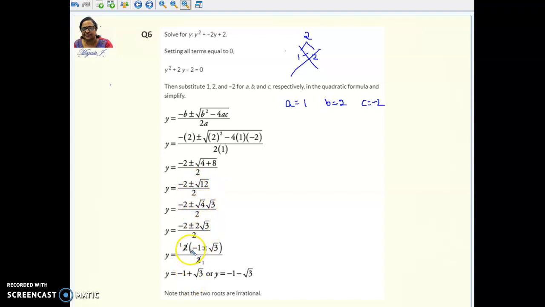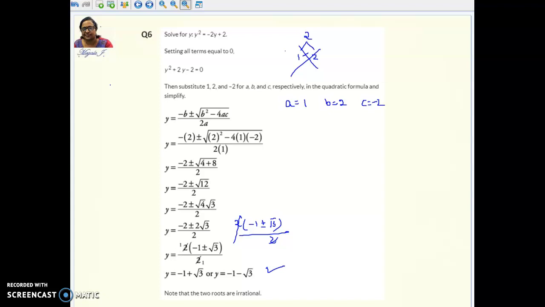So you can see that the 2 is common in all this, so you can remove the 2 from all. The balance what you have is, here this will get cancelled. The 2 you can take as common, and the balance what you have is minus 1 plus or minus root 3 divided by 2. This 2 and 2 will get cancelled, and the balance what you have is minus 1 plus or minus root 3, taking plus root 3 or minus root 3. So these are the two irrational values you have.